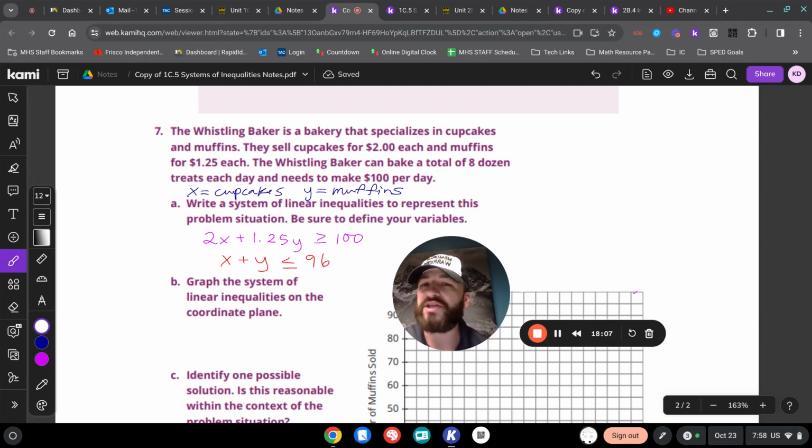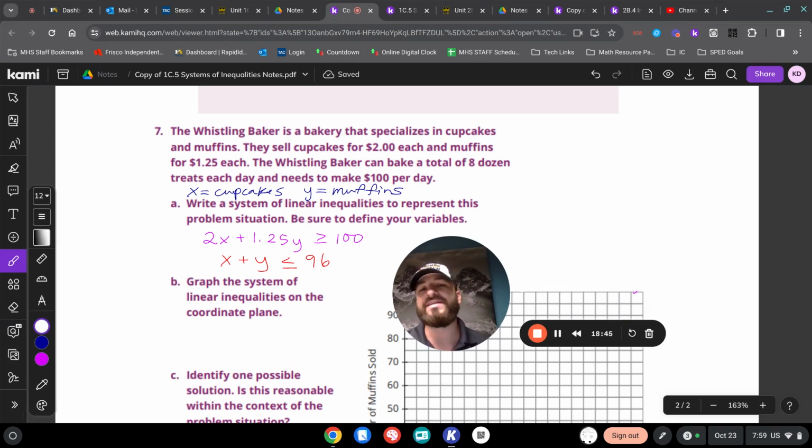And then the first piece of information they give us is that cupcakes are $2 each and muffins are $1.25 each. So it makes sense to say 2 times the number of cupcakes plus 1.25 times the number of muffins. And they have to make $100 per day, at least. I would say if they have to make $100, they're probably not cool if they make less. So definitely has to be greater than. And if they make exactly 100, obviously not a great day, but they're okay with that as well. So saying 2x plus 1.25y has to be greater than or equal to that 100 makes the most sense for our first equation.